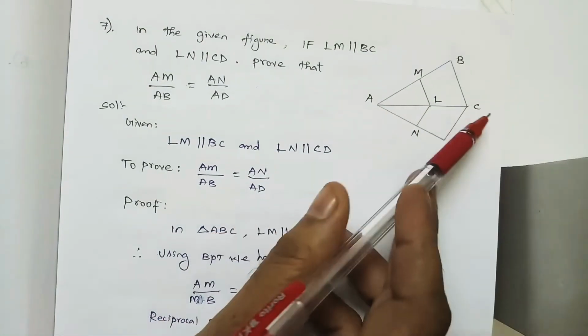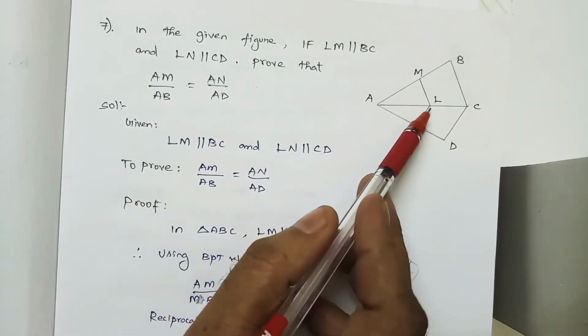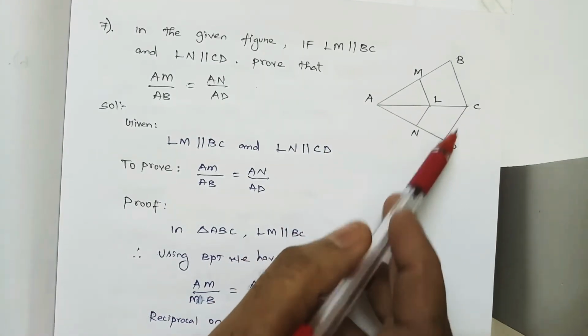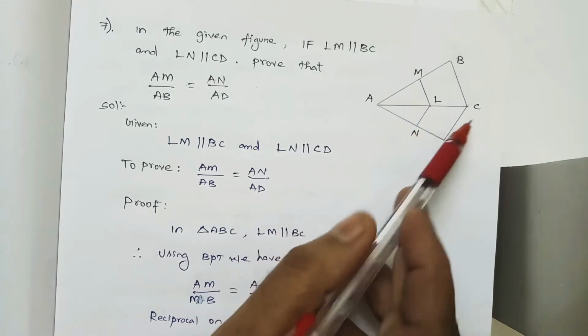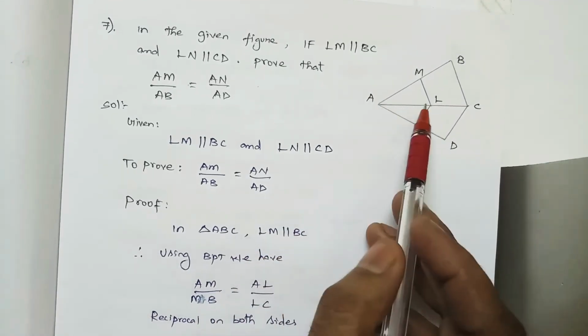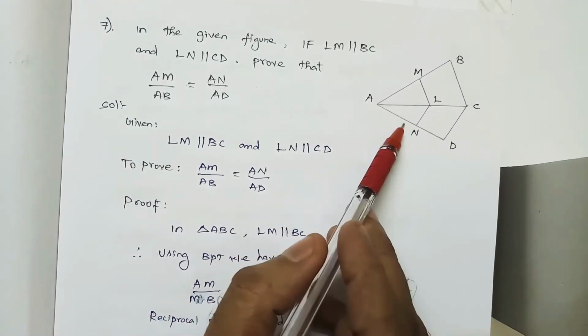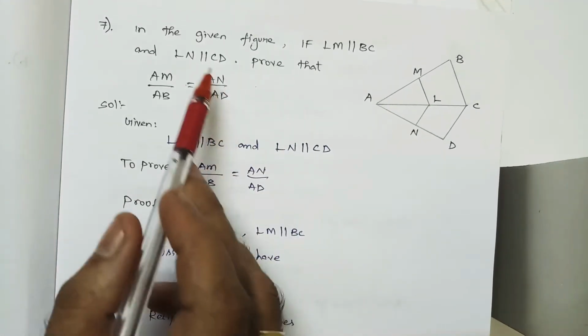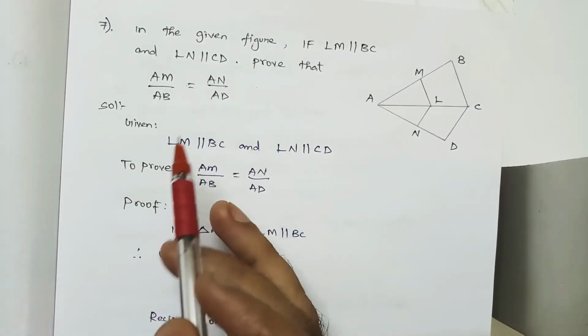In triangle ACD, they have given that the line LN is parallel to the third side CD, right? So LN is parallel to CD. By using BPT, AL by LC is equal to AN by ND, right? So what we are having is AN by ND, but we need AN by AD. So here also I am going to add plus 1.